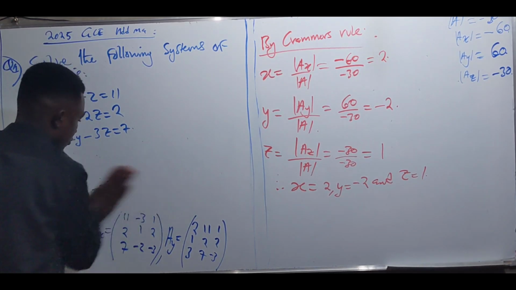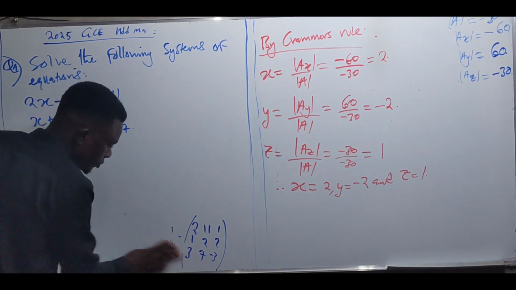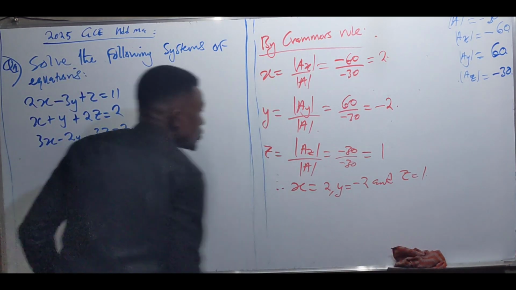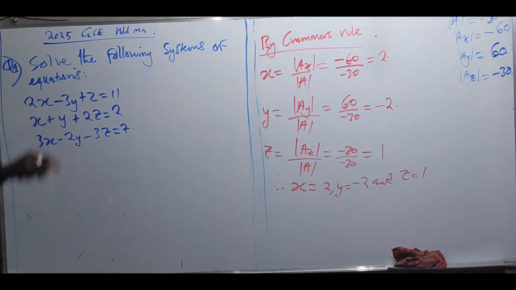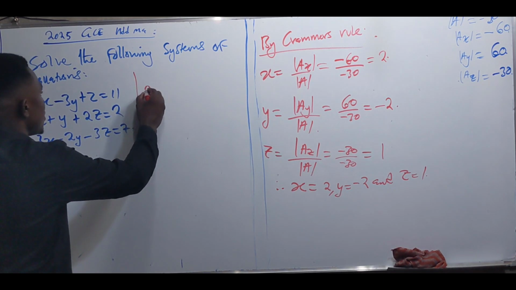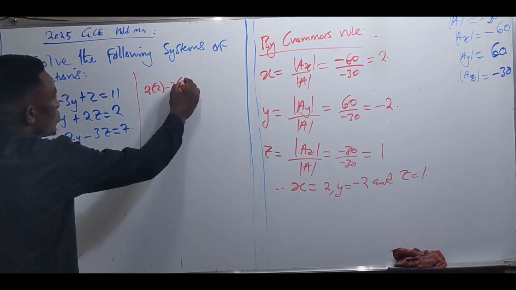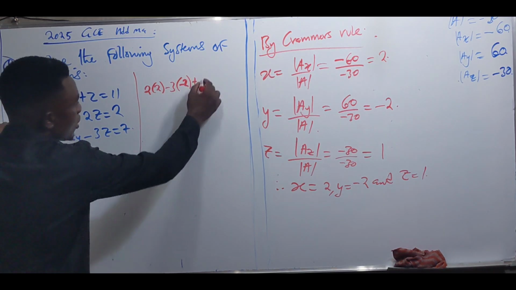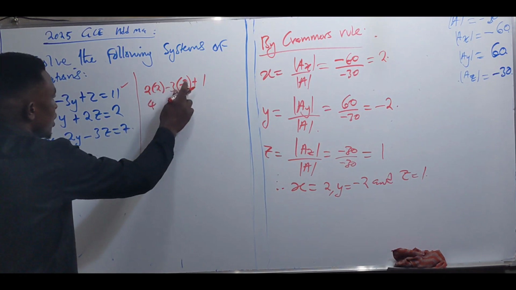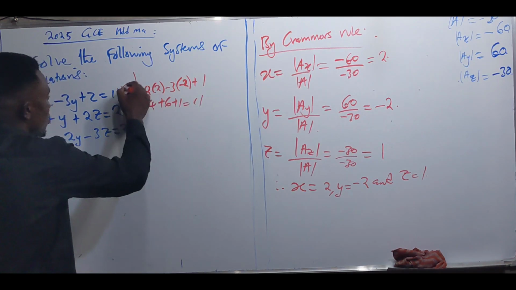Let us try to prove if our values are correct. How do we prove this? It's very simple. Where there is x, I can put the x value, which is 2. So this is 2 by 2 minus 3. Where there is y, I can put negative 2. Then plus z, which is 1. So I'm supposed to get 11. This is 2 times 2, which is just 4. Negative times negative plus 6. Plus 1. This is basically 11. So the first one is done.